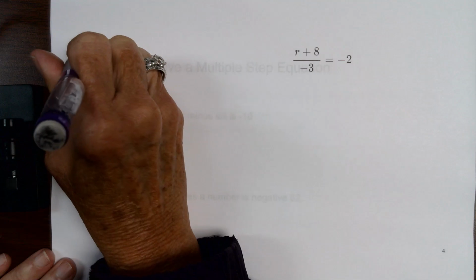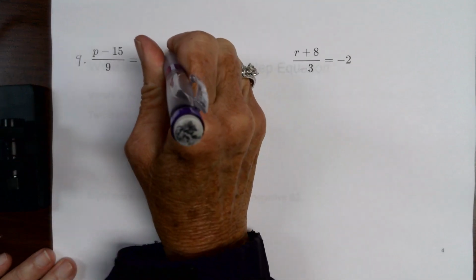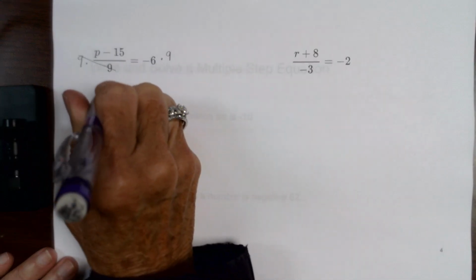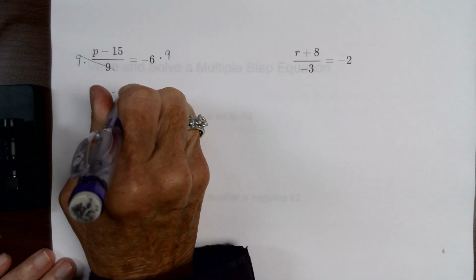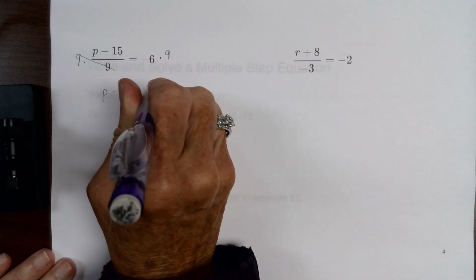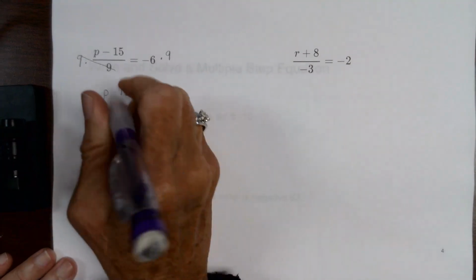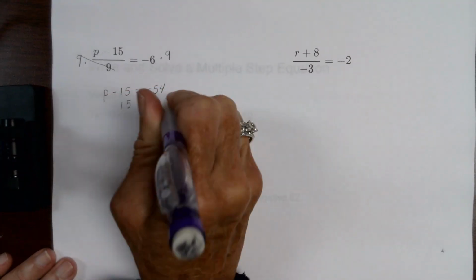So the first move I'm going to make is I'm going to multiply both sides by 9. Those are going to equal 1, leaving me with p minus 15 is equal to negative 54. Then I have a minus 15, so I want to add 15 to get rid of it.